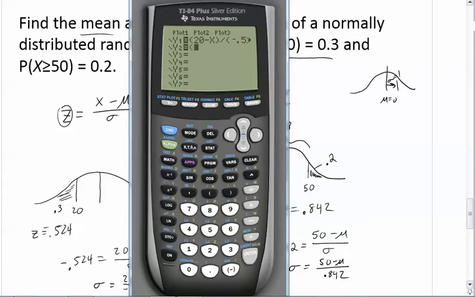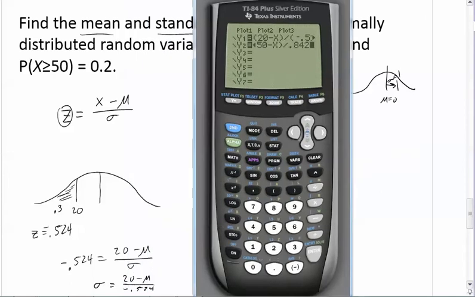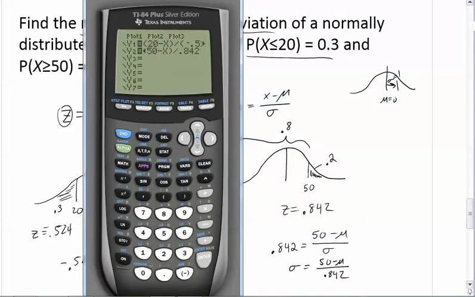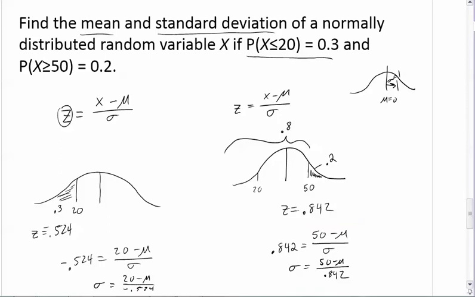All right. And then for the other equation, I'm going to put in the other piece here. So I'm going to go 50 minus mu divided by 0.842. This one I didn't have to put the bottom in parentheses because it's not negative, and so it should just be fine. Now, for my window, sigma, remember, is the standard deviation. So if I think about what my standard deviation will be, well, I know that 50 is only 0.842 standard deviations away from the middle, and the middle has to be somewhere between 20 and 50. So it can't be much more than about 20 or so.